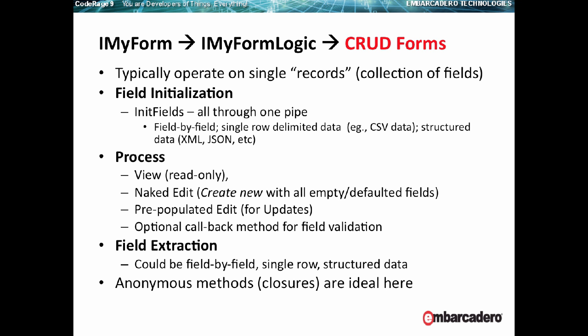CRUD forms, we want to remember that we typically operate on single records, which are collections of fields. We have field initialization, process, and then field extraction. For the initialization side, we're using init fields, and everything's going through one pipe. We could send them field by field. We could send them as a single row of delimited data, say like CSV data, or we could send it as a structured data element, XML or JSON.